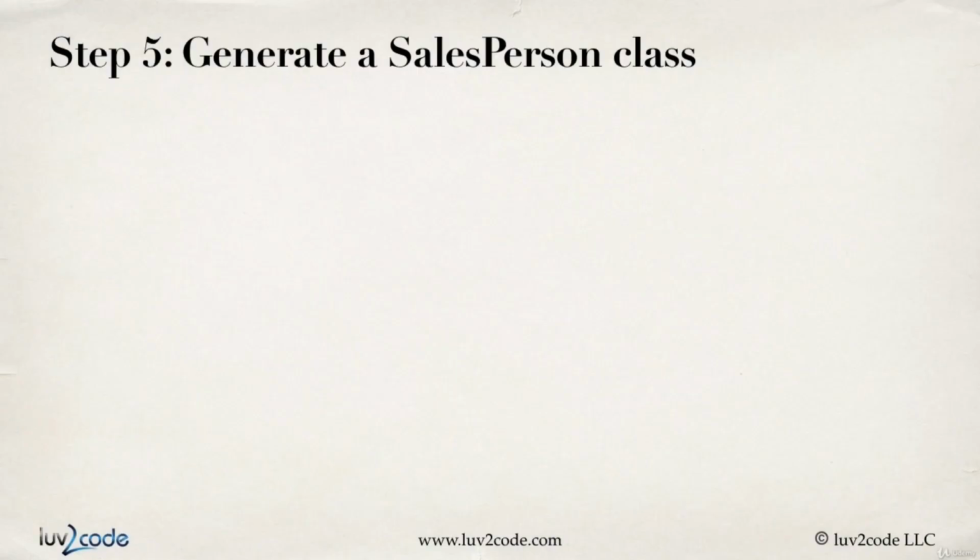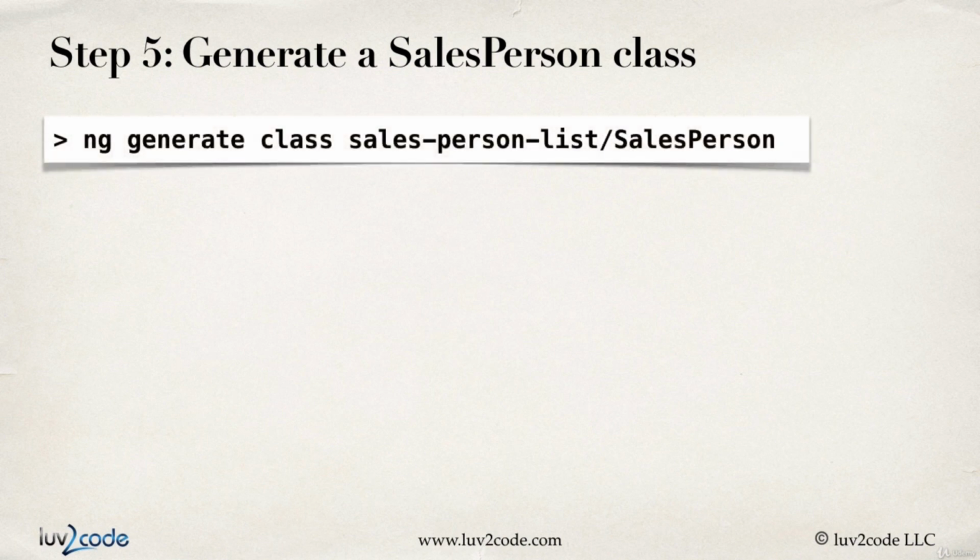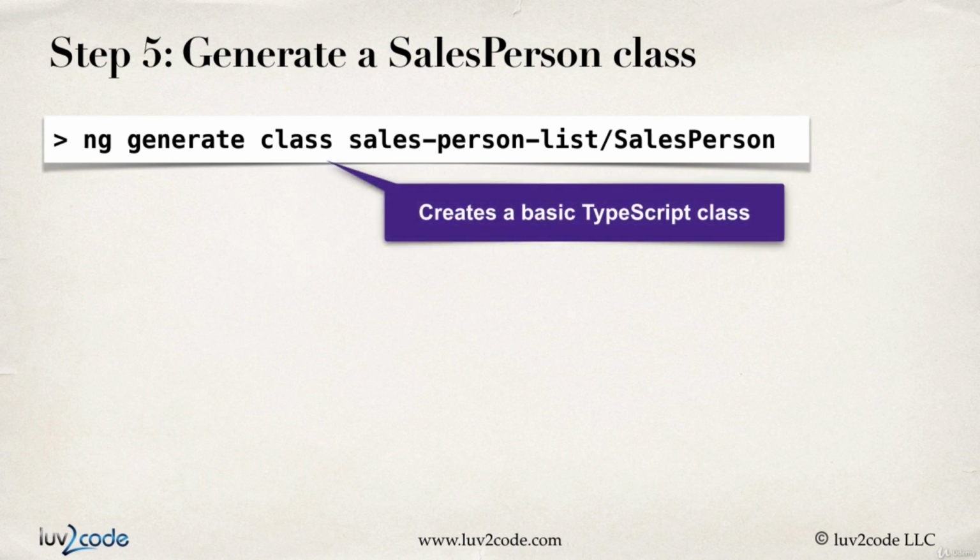Alrighty, now step 5 of generating a salesperson class. Now we can use the Angular CLI to generate a class. So we could say ng generate class and you give a reference to the class. This will create a very basic TypeScript class. Now there's no requirement to use this. You could actually manually create the class yourself, but here I'm simply going to use the CLI just to kind of help us out.